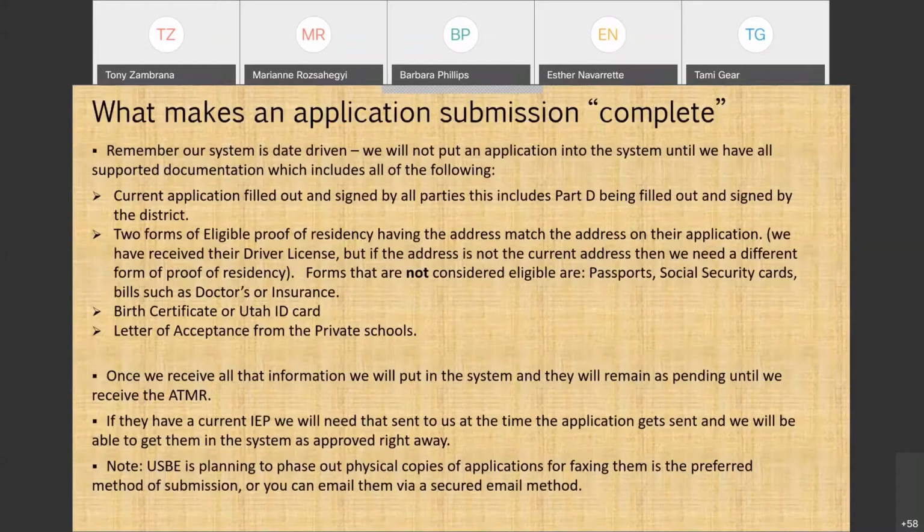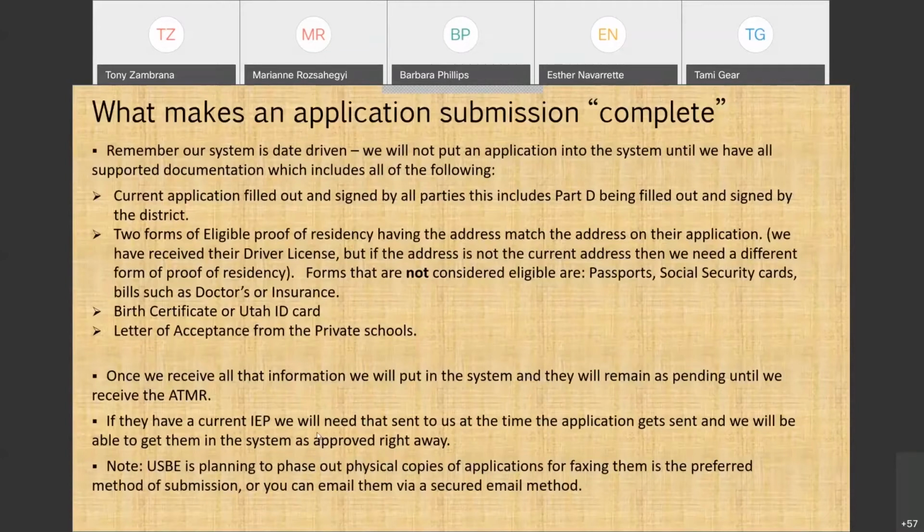Okay, and then once we receive all that information, we'll put that in the system and they will remain as pending until we receive the ATMR. If they have a current IEP, that should be sent along at the time of the application being sent. And then we'll be able to get them approved quickly at that point if they have the IEP. If not, they will stay in pending, which means that on our first deadline, August 14th, for instance, we would need to have all of the documentation we just went over submitted by August 14th. And at that point, they do have 45 days to submit the ATMR.